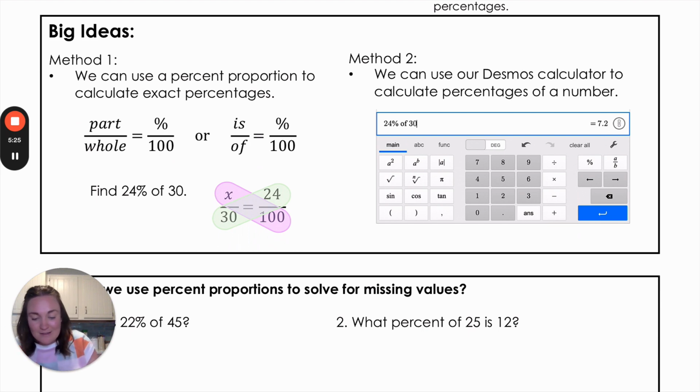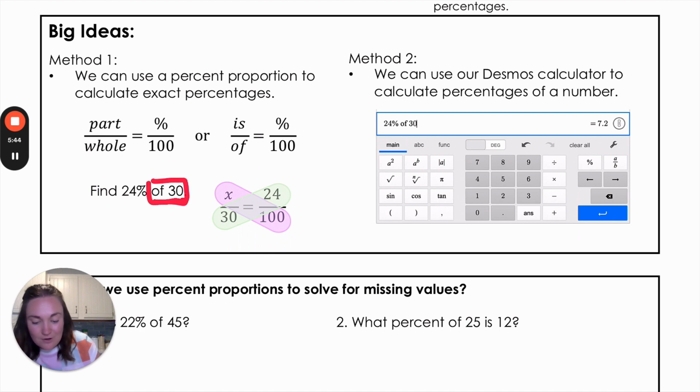So if I want to find 24% of 30, that 100 is always going to be there. Now I need to know the percent, which is always going to be above 100. So 24% gives me that 24 over 100. All right, now I have this: find 24% of 30.